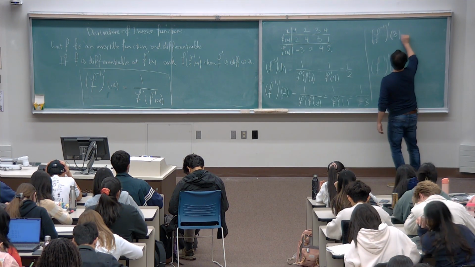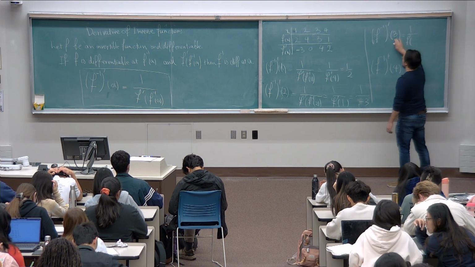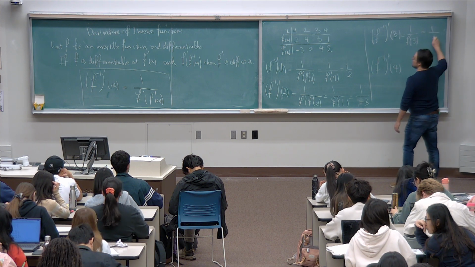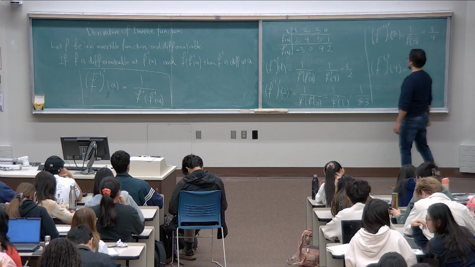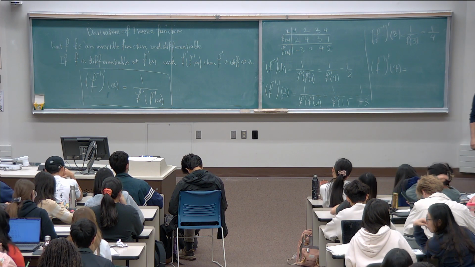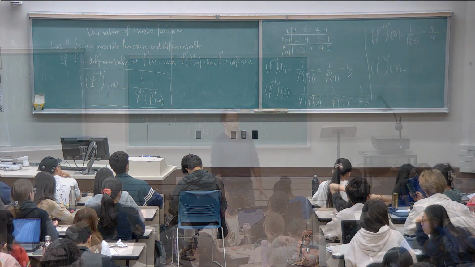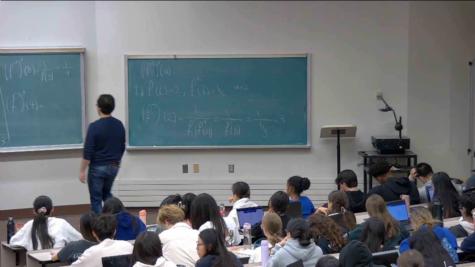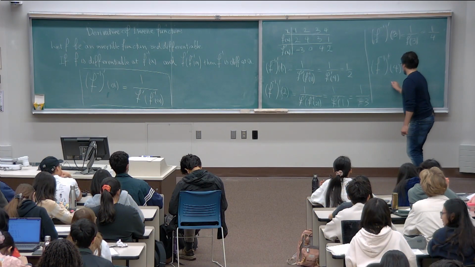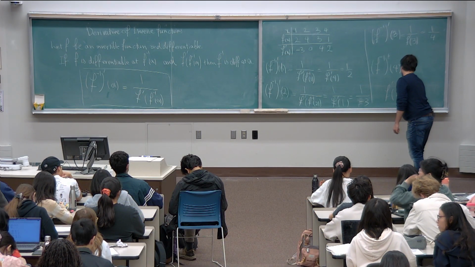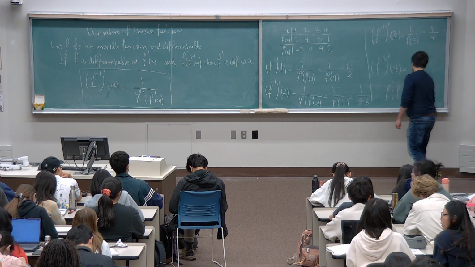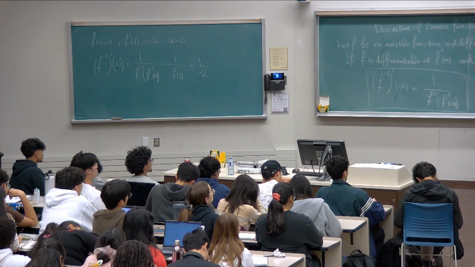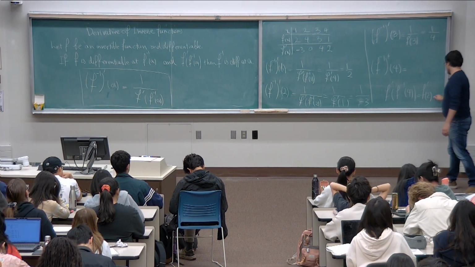The same story: 1 over f prime at f inverse of 3 is 3, and we have f prime of 3 is 4. What about the derivative of f inverse at 4? If I do that, I'll get 1 over f prime of f inverse of 4. What is f inverse of 4? F inverse of 4 is 2, thank you. And f prime of 2 is 0.